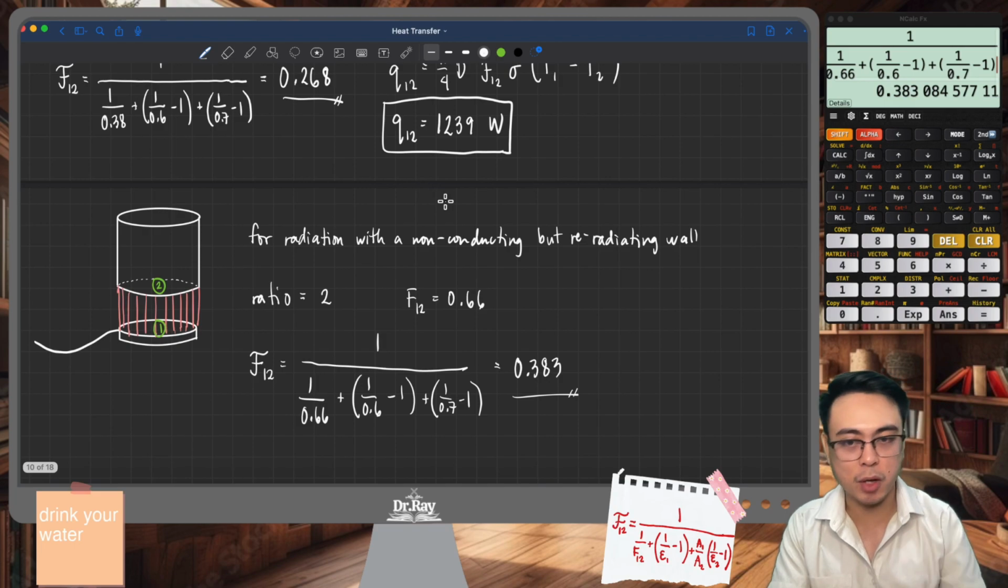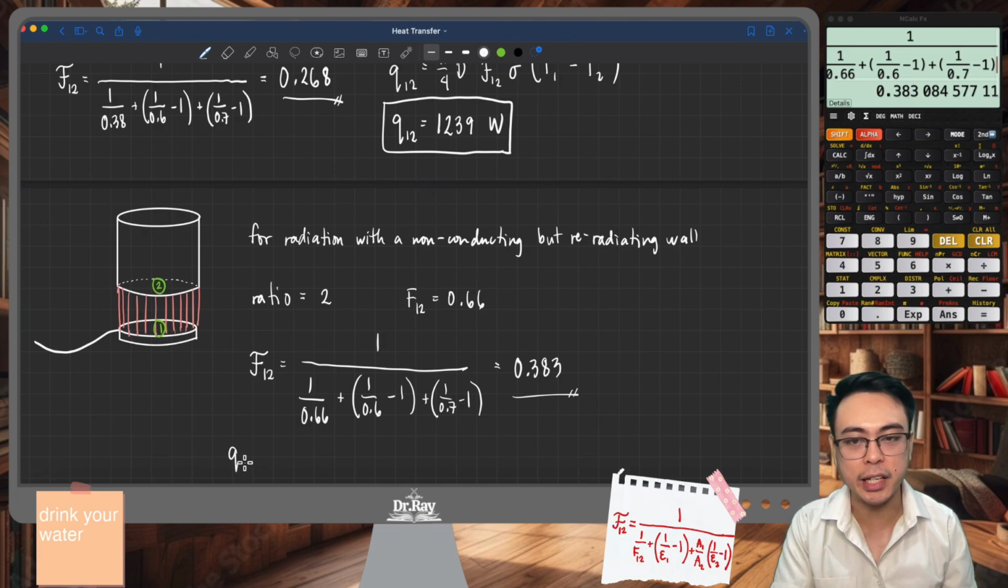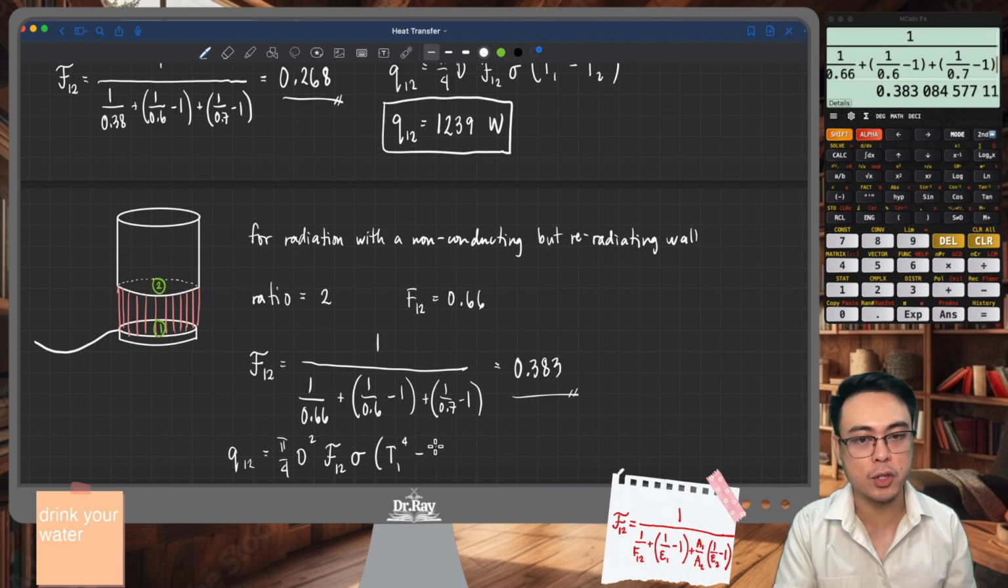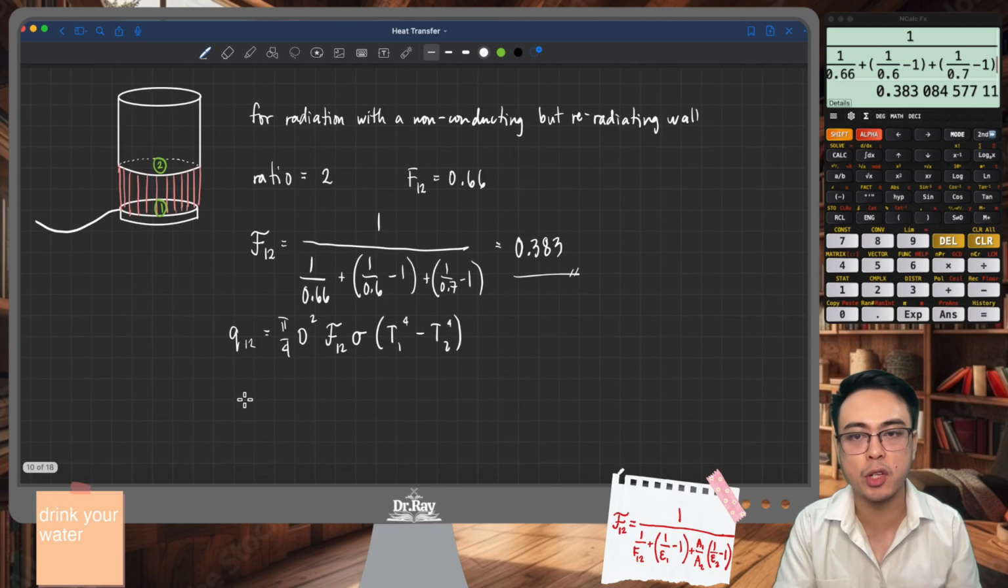We're going to use the same equation. So the radiant heat transfer between plates 1 and 2 is approximated by still the area, pi over 4d squared, times the new overall interchange factor, times the Stefan-Boltzmann constant, times temperature 1 to the fourth, minus temperature 2 to the fourth. Let's substitute all those values in our calculator.